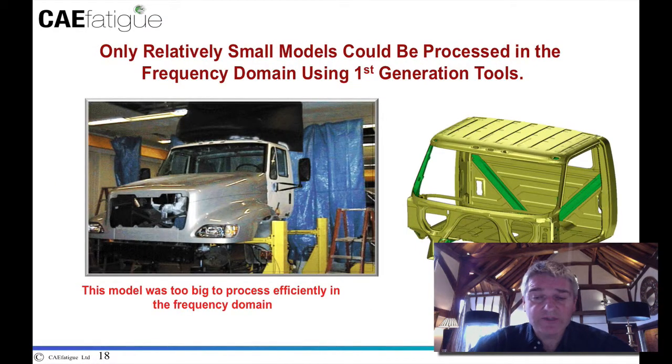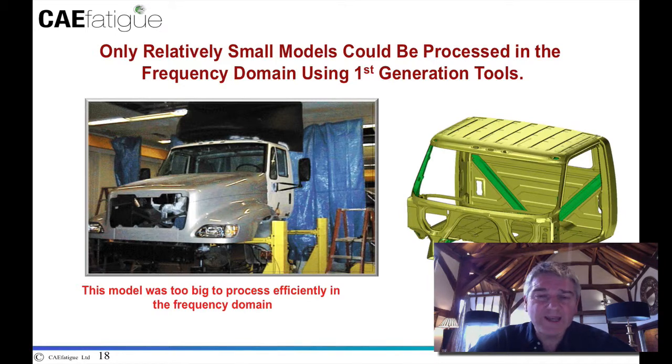This truck was analysed around 10 years ago, and even though the model size is relatively modest, at around 500,000 degrees of freedom, it was still not possible at that time to process this in the frequency domain in a practical manner. Modern computers have become more powerful, and so nowadays it is just about possible to handle this model, but it's still relatively small at 500,000 degrees of freedom.